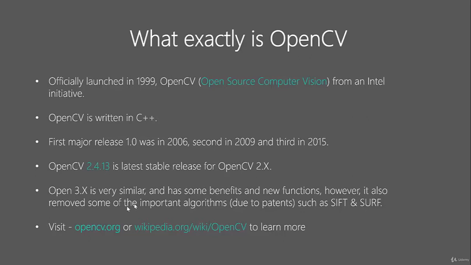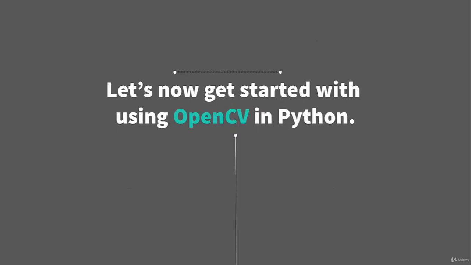If you want to learn more about OpenCV, you can go to opencv.org or check the Wikipedia page. I should also say that OpenCV 3.x actually has a lot of the modern research built into it as well, and bug fixes. However, if you don't think you're going to use those, maybe just stick with 2.4.13. So I think you're about ready to get started with programming with OpenCV and Python. So let's begin.